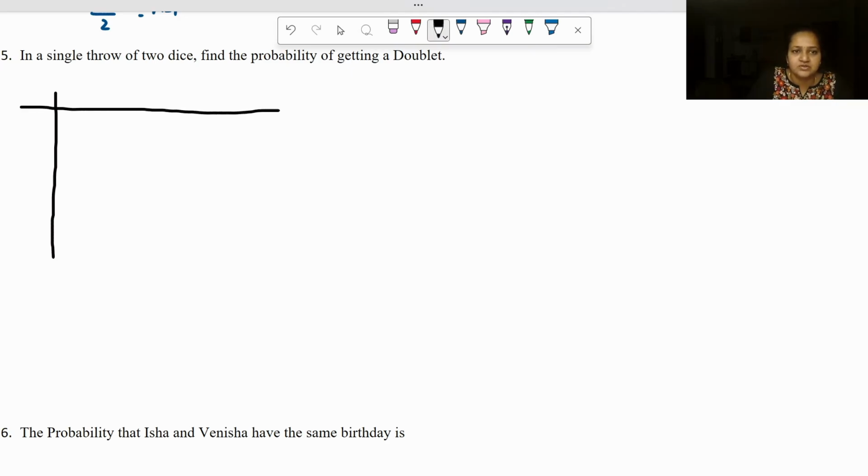What is the total number of outcomes, or rather what is the sample space going to be? We have 1, 2, 3, 4, 5, 6 because we have 2 dice that are being rolled out. 1, 2, 3, 4, 5, and we have a 6 over here. So what is the sample space going to be? The sample space will be 1, 1.